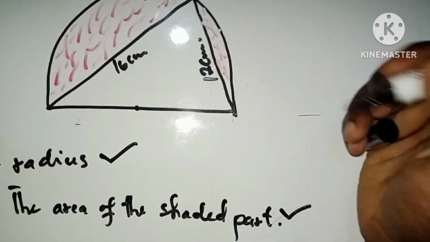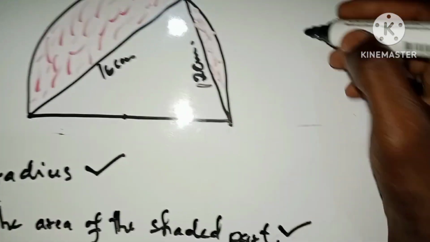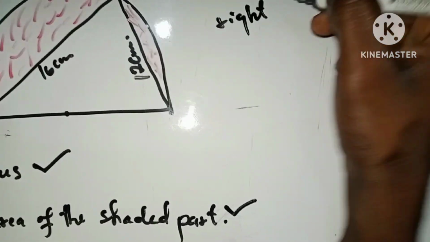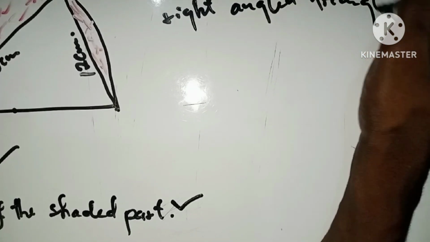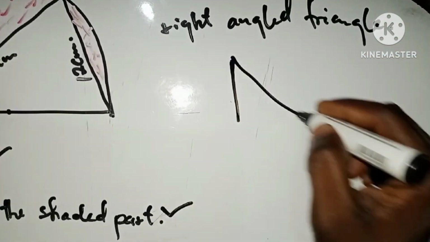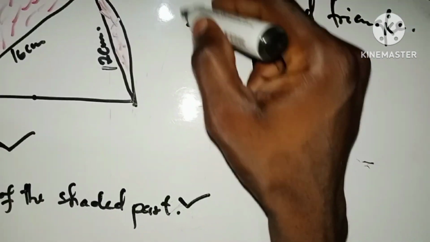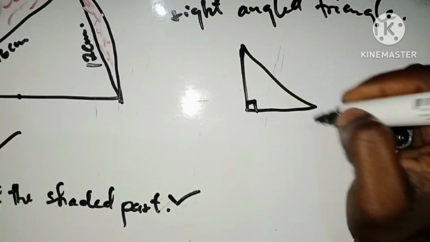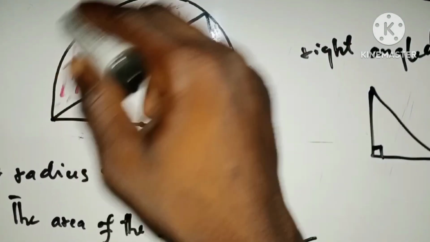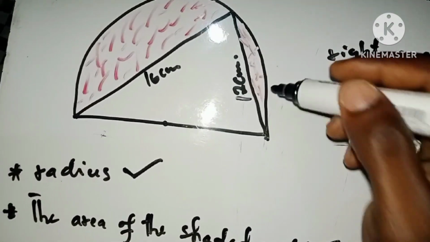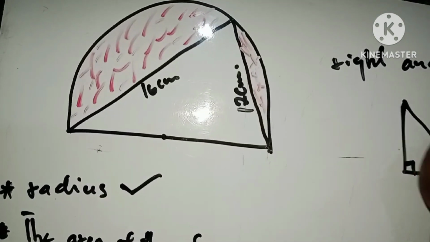Now the secret here is that the Pythagoras theorem is applied to a right-angled triangle. If you don't know what a right-angled triangle is, it is where one angle of the triangle is exactly 90 degrees. This is the symbol of that. You can only apply the Pythagoras theorem to a right-angled triangle. Now you have to figure out whether the triangle inside the shape, in this case a semicircle, is a right-angled triangle or any other type of triangle.